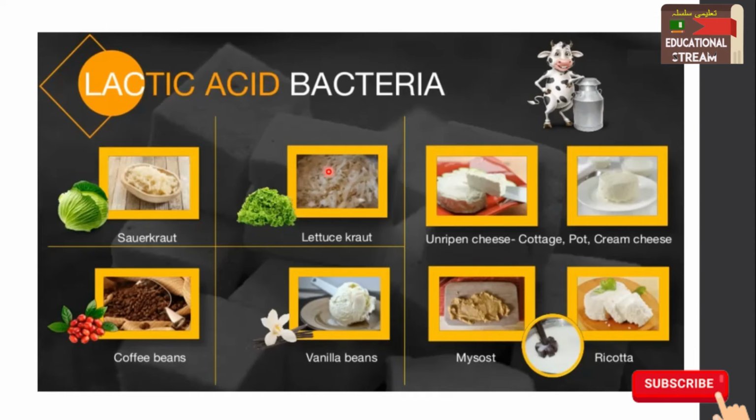If we talk about the lactic acid bacteria, which are found in milk, they are also found on the surface of cabbage. They are responsible for sauerkraut, which is pickled cabbage, and lettuce kraut, which is the same as sauerkraut, in which lettuce is converted into this pickle-type product.